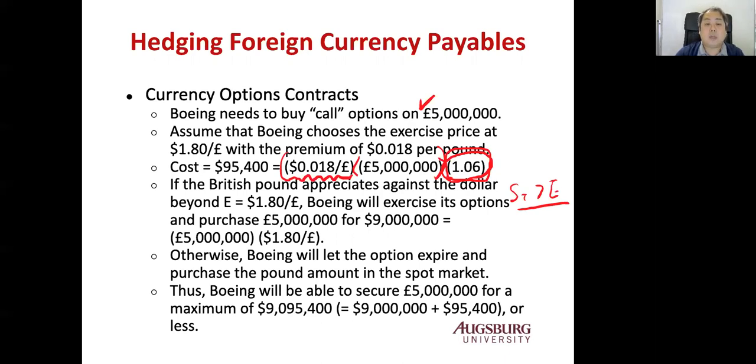Thus, Boeing will be able to secure these 5 million pounds for a maximum of $9 million, because above that they don't need to pay more since they just exercise this option. And then the cost they pay is $95,400. So $9,095,400 will be the maximum cost, the maximum money you need for 5 million pounds, or less, depending on the exchange rate. You can just cap it.